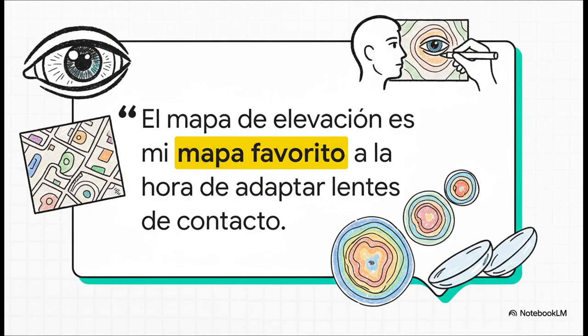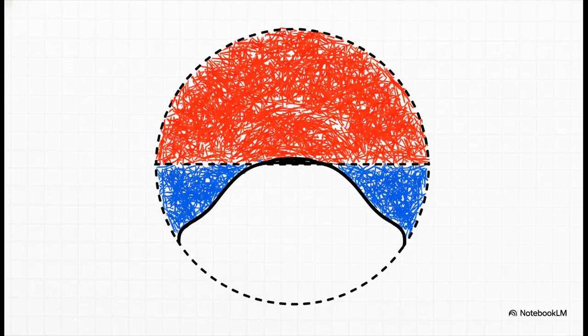Beyond curvature, there's another crucial map. As specialist Sergio Bogato points out, the elevation map is often the go-to favorite for fitting contact lenses. Let's look at why. The elevation map doesn't show curvature, it shows height. It compares the patient's cornea to a perfect best-fit sphere. Red areas show where the cornea rises above this sphere, a prolate shape, classic in keratoconus. Blue areas show where it dips below, an oblate shape, typical after refractive surgery or ortho-K. This gives us a true 3D sense of the corneal landscape.